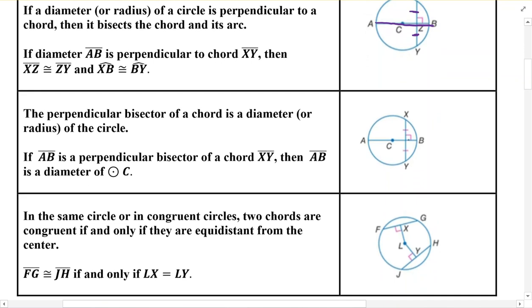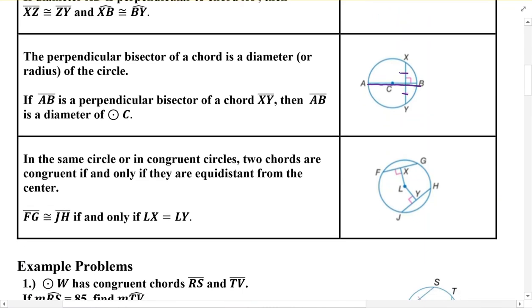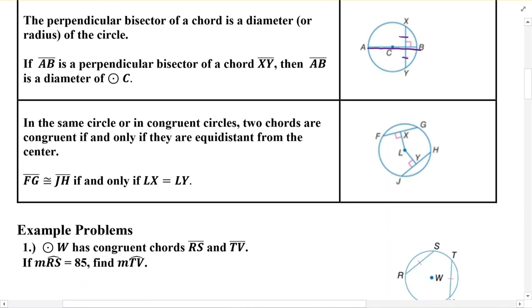If we know that a chord bisects another chord, then we know that the chord that is bisecting it is the diameter. And the last thing we know is that if we have two chords here, like FG and GH, and they're equal distance from the center, then the chords are congruent. We also know if the chords are congruent, then they're equal distance from the center.